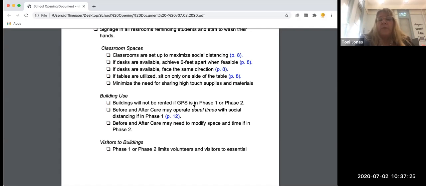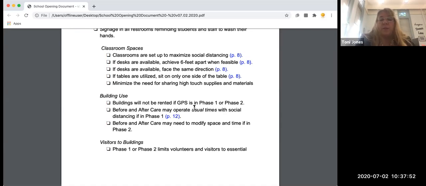Our before and after care may operate usual times, and that's italicized because in the document there's a guidance and it says before and after care at least 5 o'clock. Our before and after care go until 6 o'clock, and we can still accommodate that. And it's important for our families that rely on that service. If we go to before and after care, if in phase 1, can be usual times.